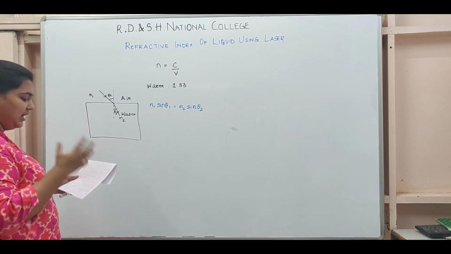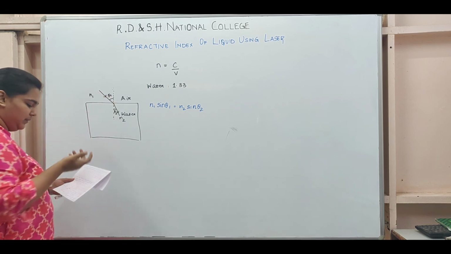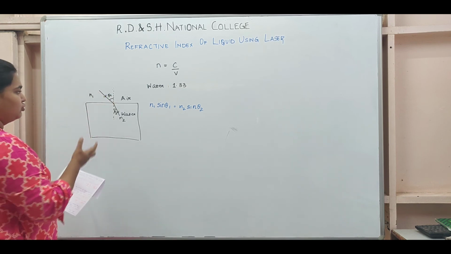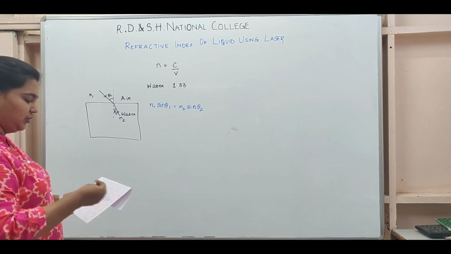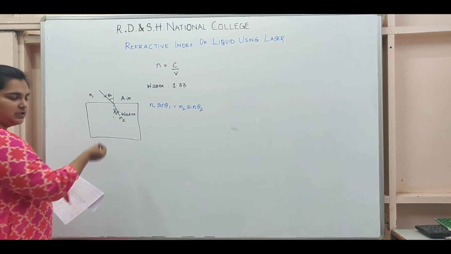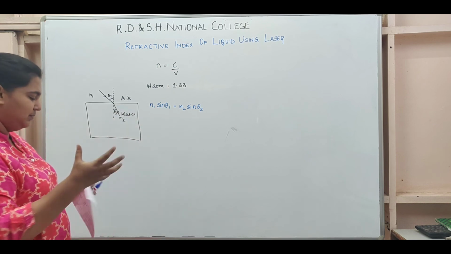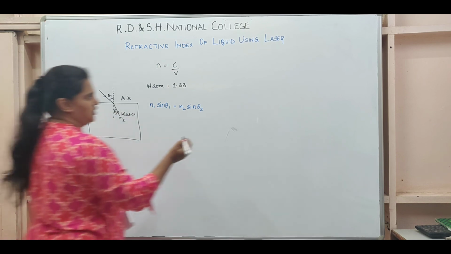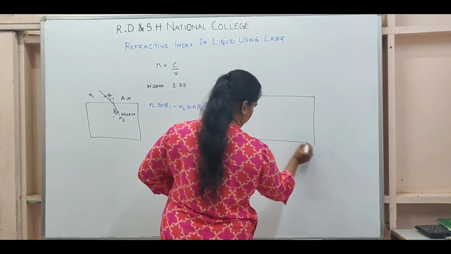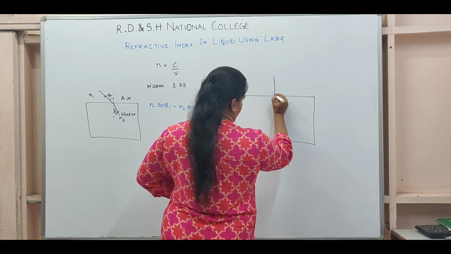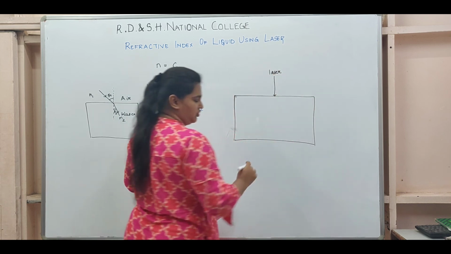RI also tells us how much light is reflected when the light reaches the interface between any two media, and also the critical angle of any medium after which total internal reflection takes place. I'll explain what critical angle and total internal reflection are. Suppose I draw this setup again because it's a huge setup here. Now I am taking a laser as my source.